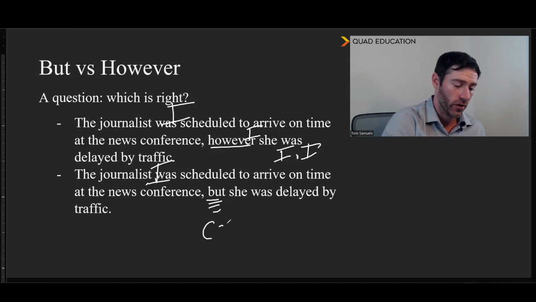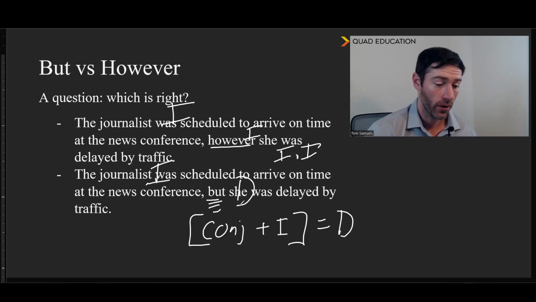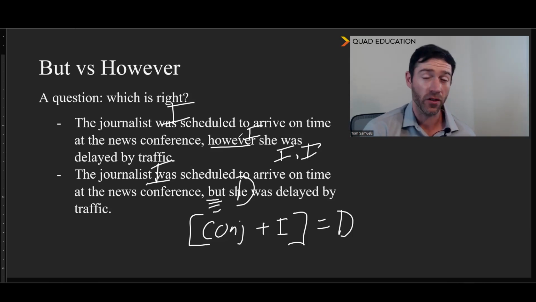So a conjunction combined with an independent clause yields a dependent clause. So very important point there. And what that renders this sentence structure to be is an independent clause, a comma, then a dependent clause, which is fine. So really, really important distinction to make. First here we have I, comma, I, which is bad. And the second one we have I, comma, D, which is good.